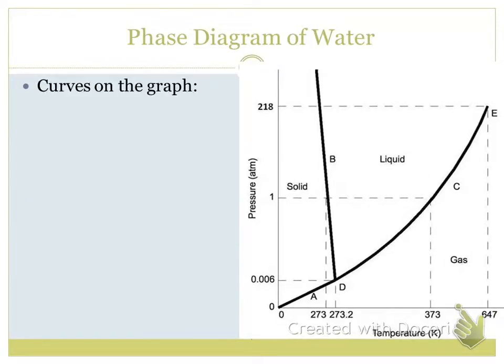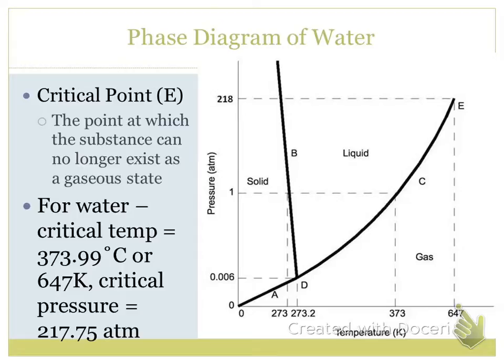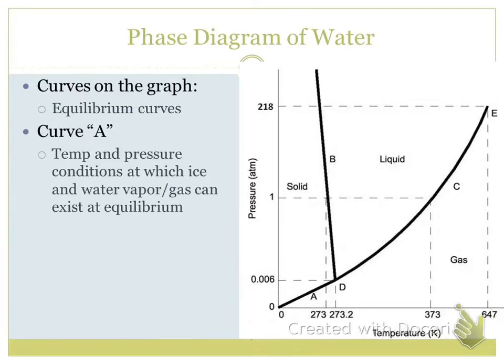Now we're going to talk about the curves that are on the graphs. We have curves A, B, and C. If I ask you what's in equilibrium on curve A, you need to tell me it's a solid and a gas, both. We need to understand what's happening with those curves. If I ask you what curve B means, what do you think that's going to be in equilibrium between? Solid and liquid. Very good. It's in between solid and liquid.